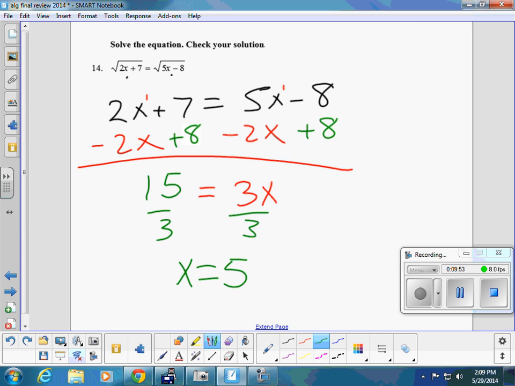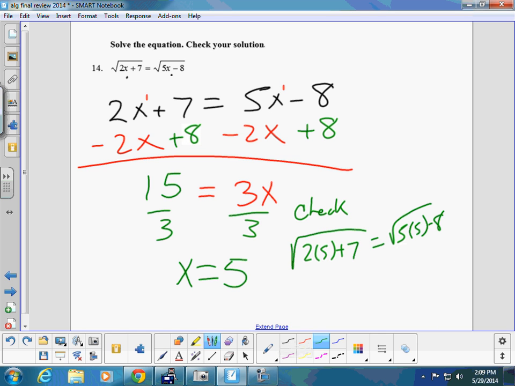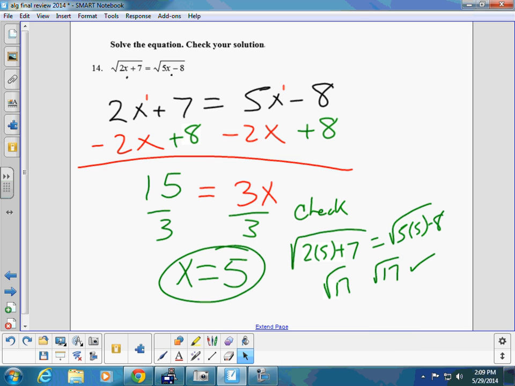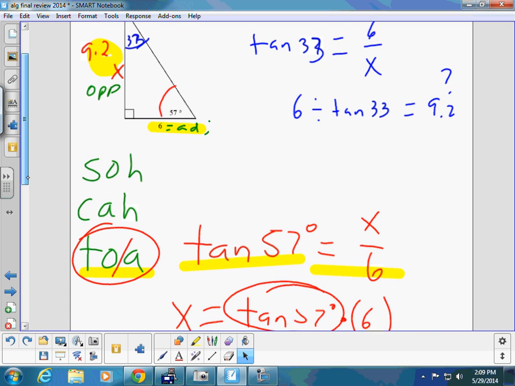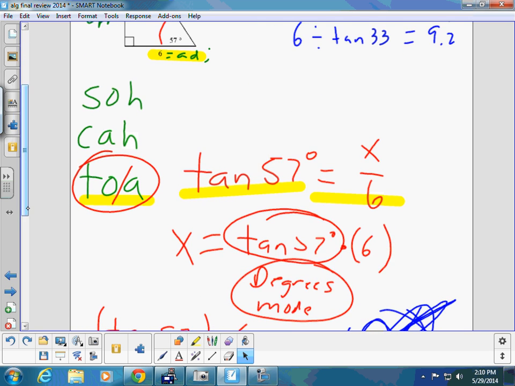And then we're going to do a check, and on the final, you do need to check your work. So I'm going to put in a 5, so radical 2 times 5 plus 7, is that the same as radical 5 times 5 minus 8? And they do both come out to be radical 17, so it checks. So you put your answer here, and you checked it on your calculator. Looking at number 15, this is done again. A little messier here, but yeah, let's move on.